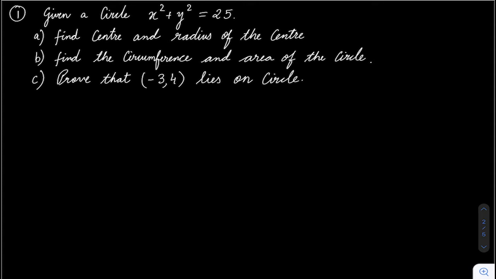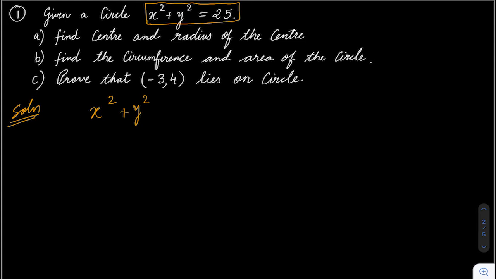Now, how will the questions appear in the exam? This is one of the examples. Given a circle, x square plus y square equals 25. So a circle is given. And we already know that because it's x square plus y square, its center is 0, 0. The first part they are asking is to find the center and radius.